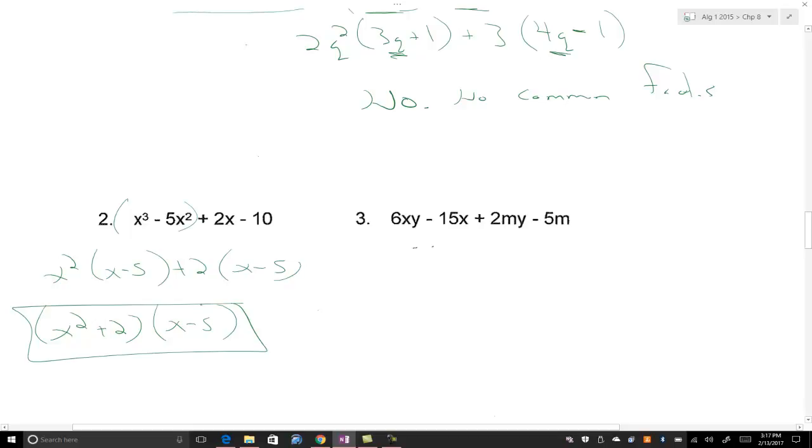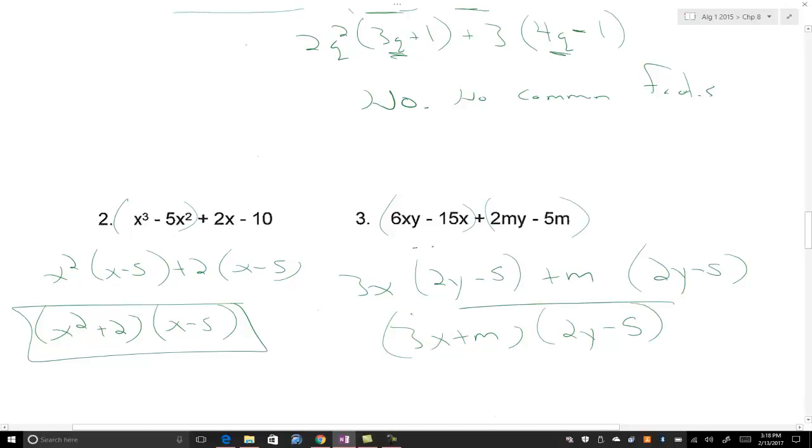Whole bunch of extra variables, same thing going on. Okay, 3, we both have an x, so 2y minus 5. I really wanted 2y minus 5 again, so again I'm going to write that right away. That means they both had plus m, so it doesn't matter what variables, still looking at the same process. 3x plus m, 2y minus 5.